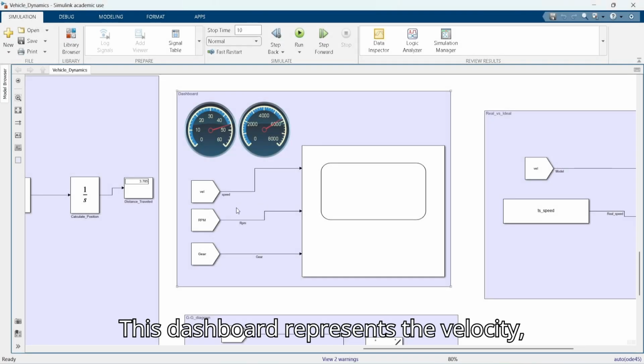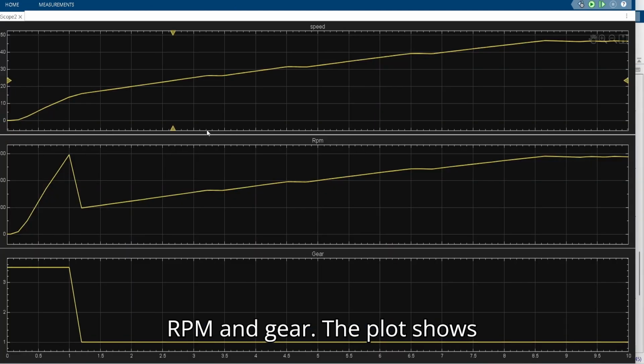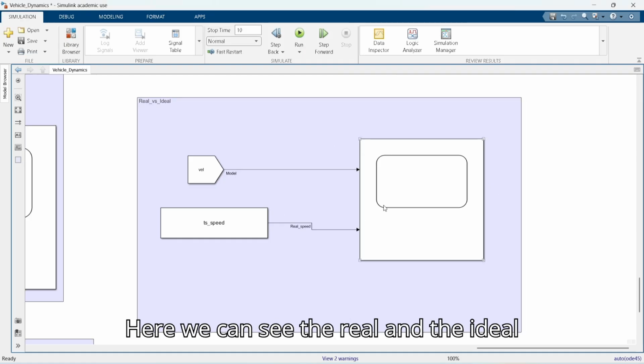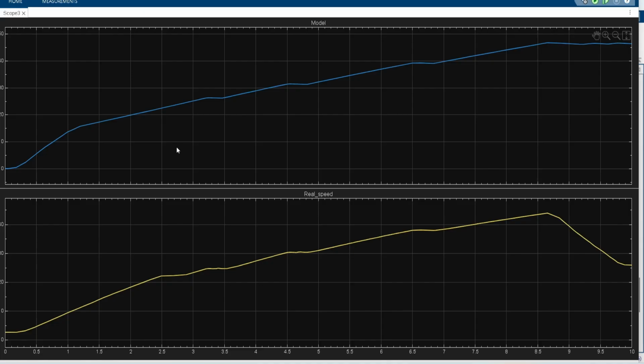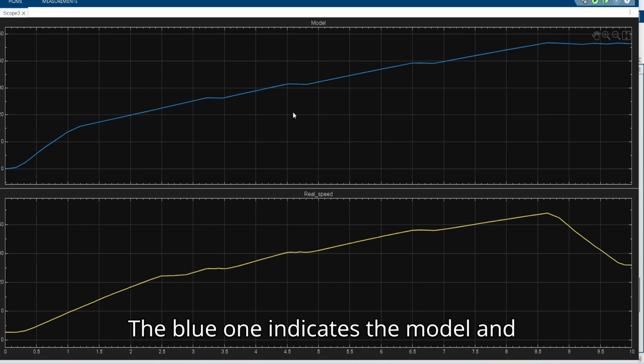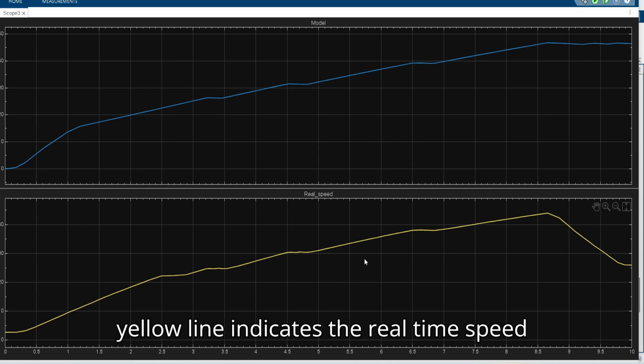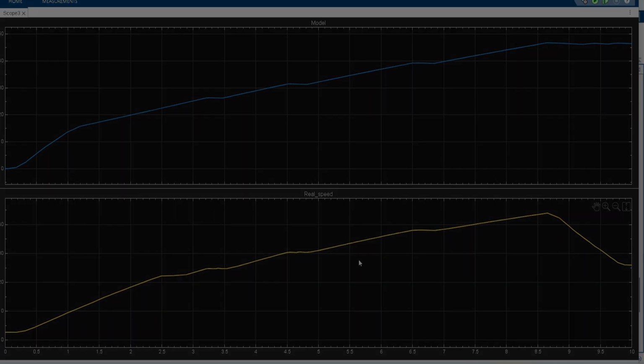This dashboard represents the velocity, RPM, and gear. The plot shows the gear shifts, RPM drop, and the smooth speed increases. Here we can see the real and the ideal gap comparison. The blue one indicates the model and the yellow line indicates the real time speed of the car.